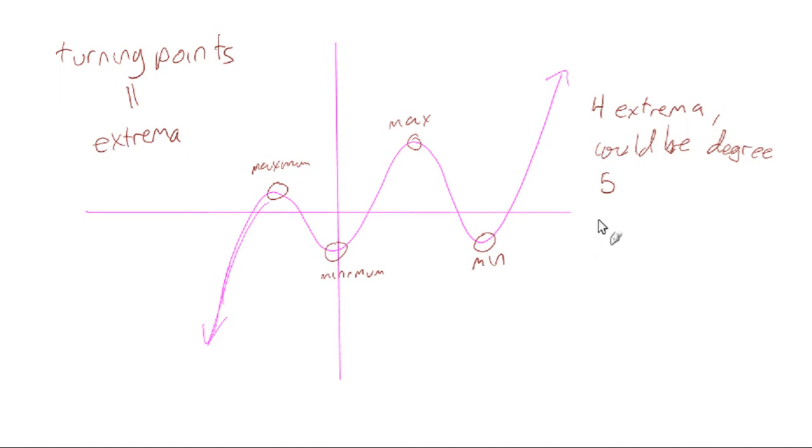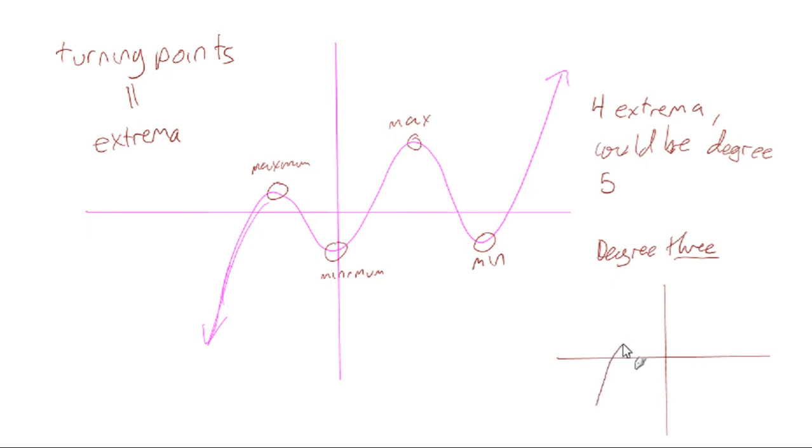Let's go the other way. Let's say we had a degree 3. How many turning points could that possibly have? Well, let's think about how many solutions a degree 3 would have. It would have 3 solutions. And we just talked about the connection between solutions and zeros and x-intercepts. So how many zeros could this degree 3 have? It could have 3. So let's draw a made-up graph that has 3 x-intercepts.